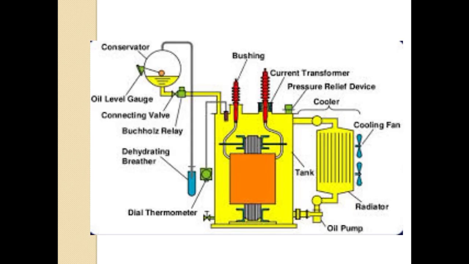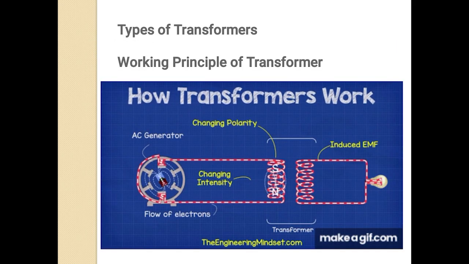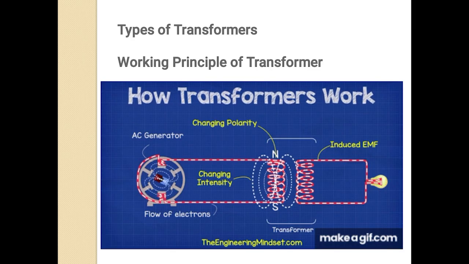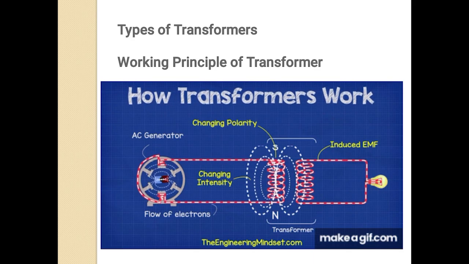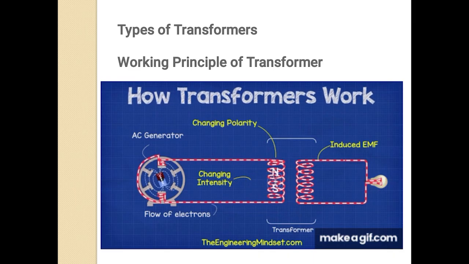Next we are going to study the working principle of transformer. Before going into this, we need to know about the types of transformer. Usually the transformer is classified based on different things. Based on the supply, it is classified into single phase and three phase. Based on the magnetic core, it is classified into two, that is core type and shell type. Based on the application, it is classified into two, that is distribution transformer and power transformer.